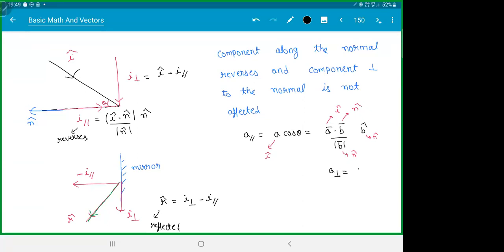So A perpendicular is A bar minus A parallel. So just substitute here. So I perpendicular is I cap minus I parallel, minus I parallel. This becomes I cap minus 2 times I parallel, which is I cap minus 2 times I cap dot n cap into n cap. Mod n cap is anyway 1. That's your answer.